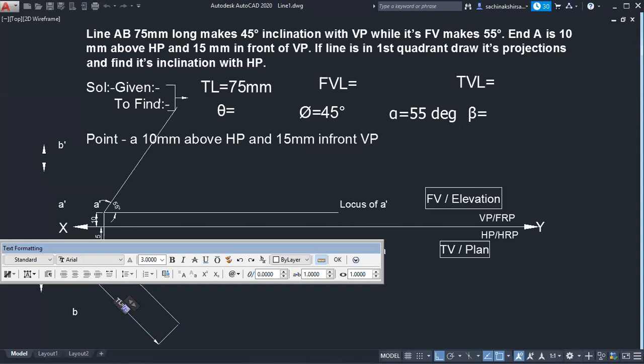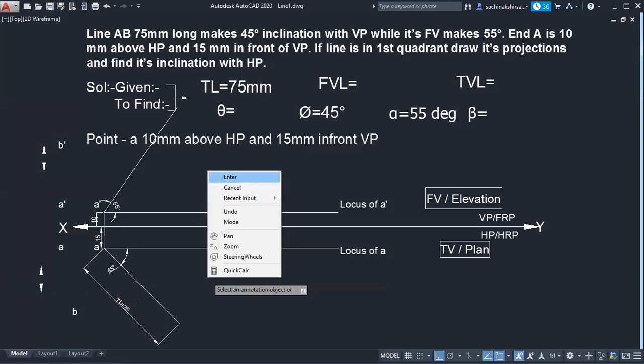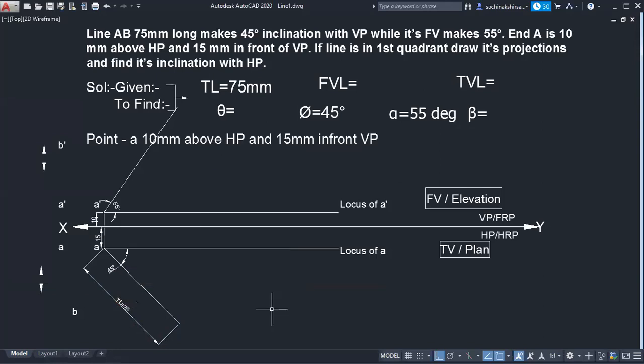True length equal to 75. So whatever data was given, all this problem is the same as the previous one, nothing else. What to do now? True length I have drawn, the triangle is known. What to do next? Very simple. Same as previous, nothing else. Only you have to cross-check with yourself.